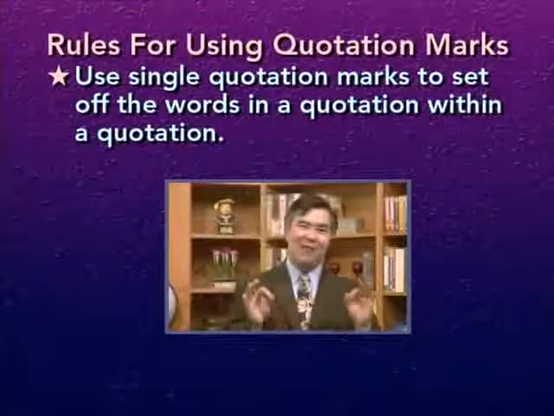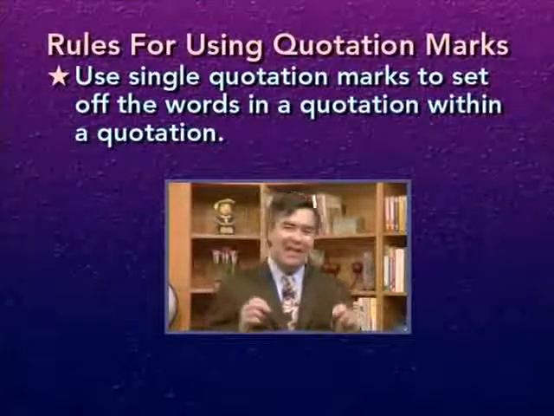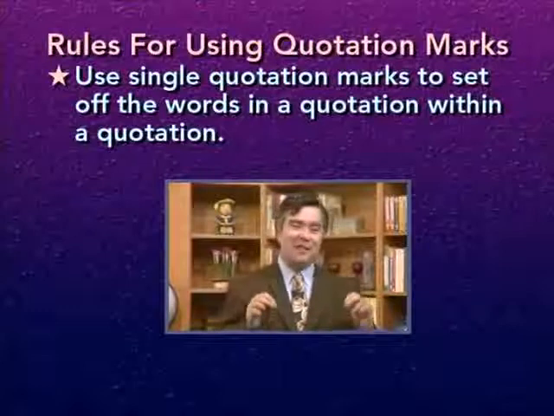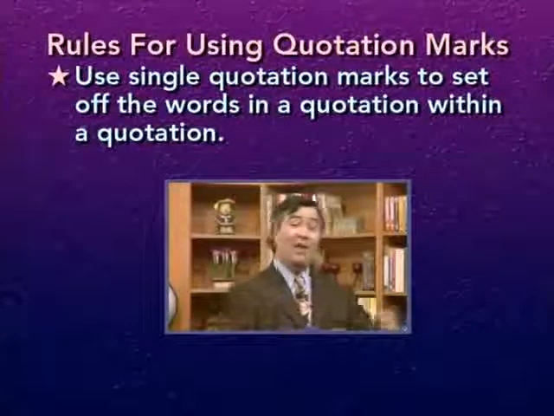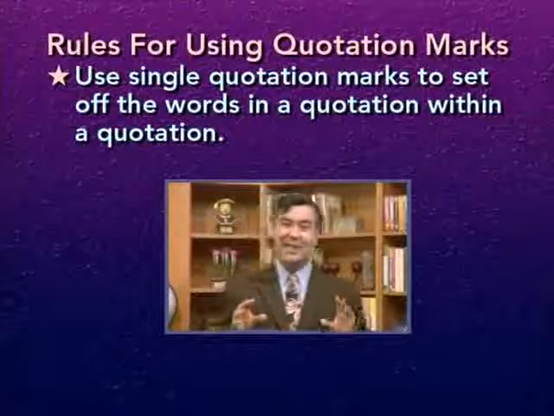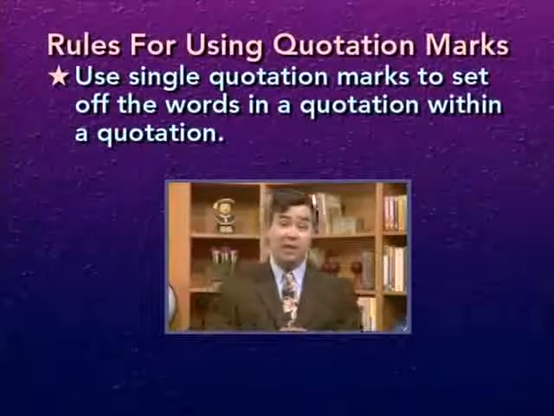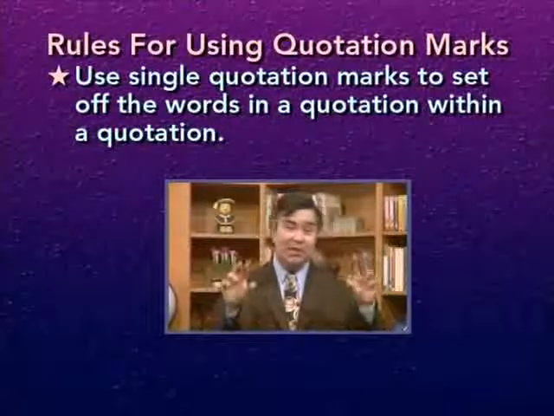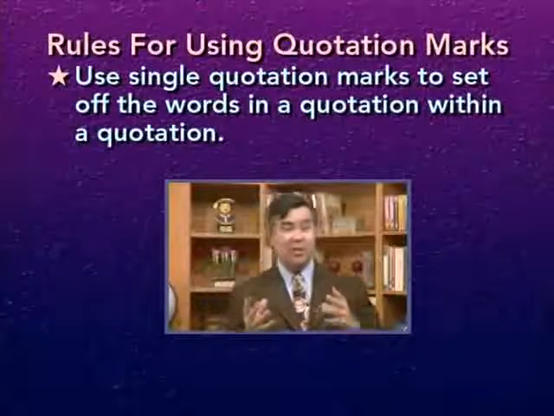Once in a while, within a quotation, there is a quotation. That is, within the quoted words, the person who is saying those quoted words is himself quoting someone else. When that's the case, you need somehow to set off that inner quotation from the larger outer quotation. And it would be a bit confusing if you simply use the same kind of quotation marks, because after a while people would become confused.